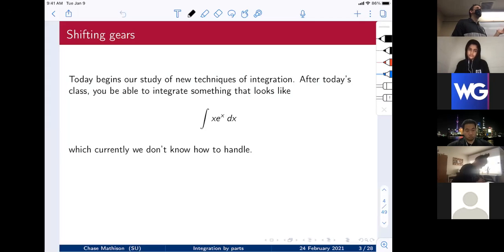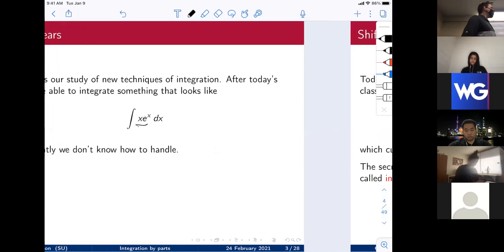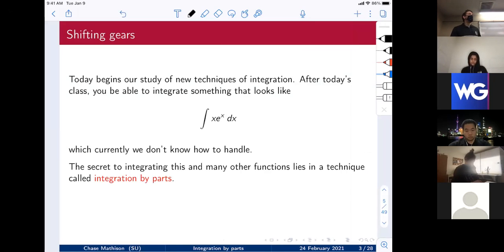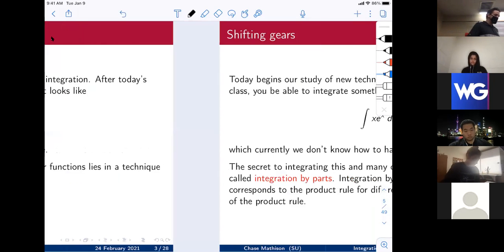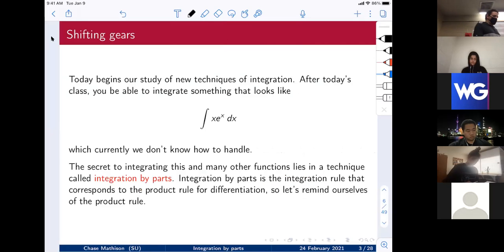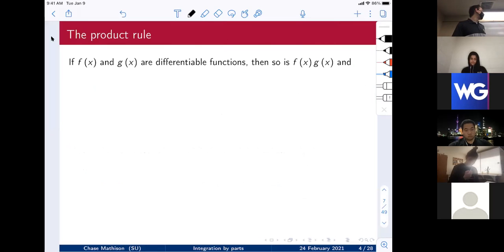What we need is the opposite of the product rule, right? Differentiation. I know how to differentiate x times e to the x. I don't know how to integrate a product of things that won't yield to a u substitution. Okay, so that's the whole idea behind integration by parts. Integration by parts is the opposite of the product rule. Okay, so let's refresh our memory on what the product rule is.